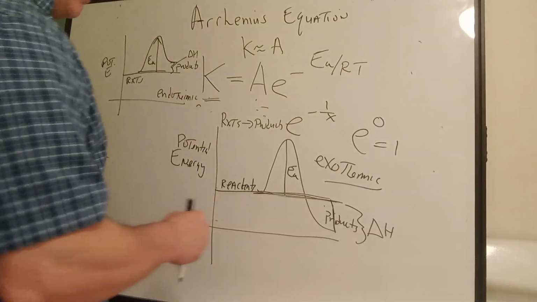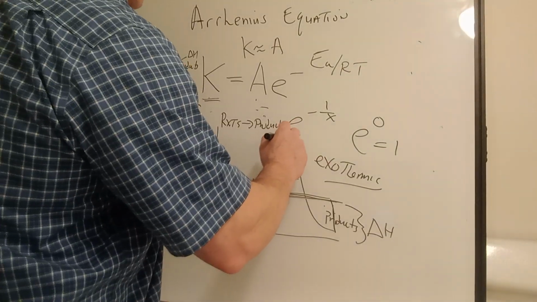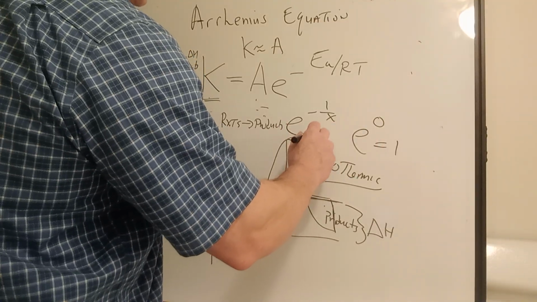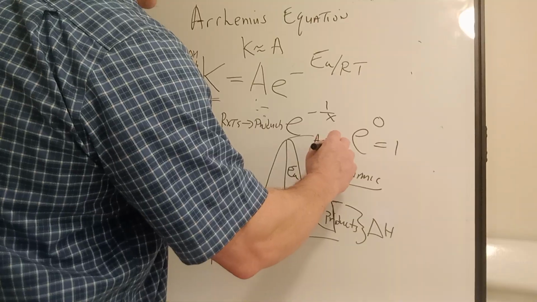So this is a basic idea of what's going on. At the top of this, there's what's called a transition state that's occurring here, and we call the chemical species that lives here the activated complex.